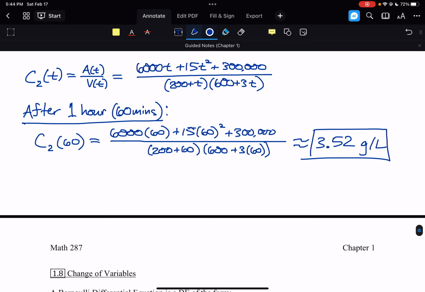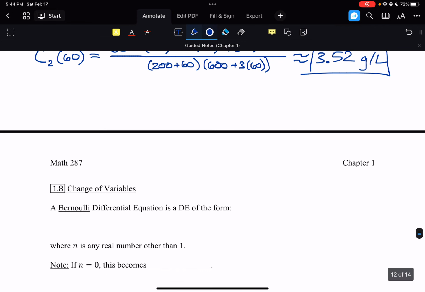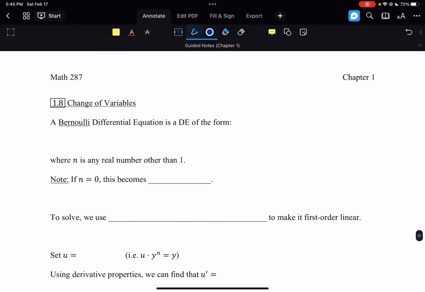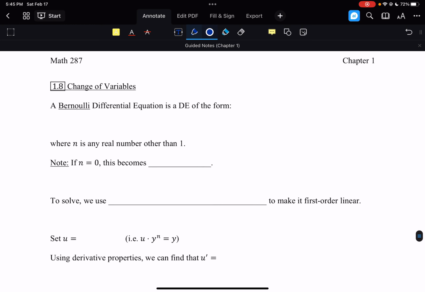Moving forward into section 1.8, we're going to look at a couple of new techniques for solving differential equations. In this section, we're going to be talking about change of variables. Sometimes when we have differential equations that are a little more complicated than our separable or first order linear, we can take that complicated differential equation, use a change of variables to make it simpler, and then solve it using one of our previous techniques.